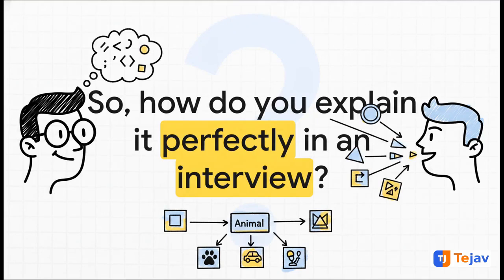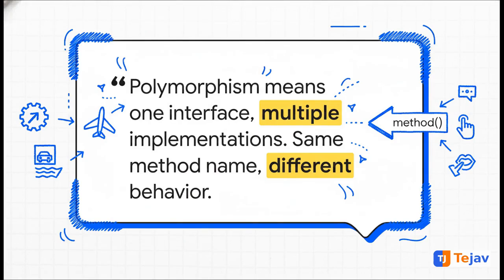So the interviewer looks at you and they pop the question, can you explain polymorphism? What do you say? How do you give that perfect, concise answer? You look them right in the eye and say this: polymorphism means one interface, multiple implementations. It allows a single method name to have different behaviors depending on the specific object it's being called on. It's simple, it's accurate, and it shows you know exactly what you're talking about.